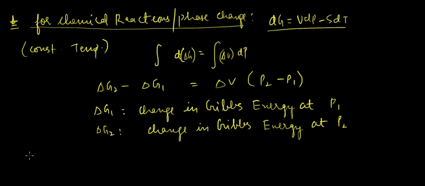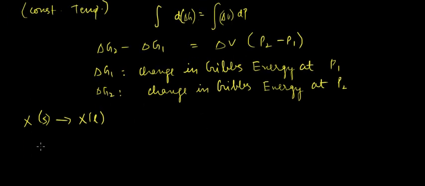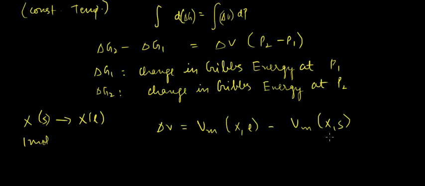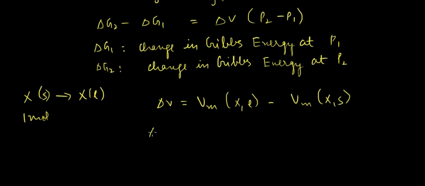Okay, so from X(s) to X(l), we are talking about the phase change. So if we take 1 mole of X(s), which is getting converted into X(l), we can write delta V equals V_m(X, l) minus V_m(X, s). V_m is nothing but the molar volume. We already know that dG would be equal to VdP minus SdT.